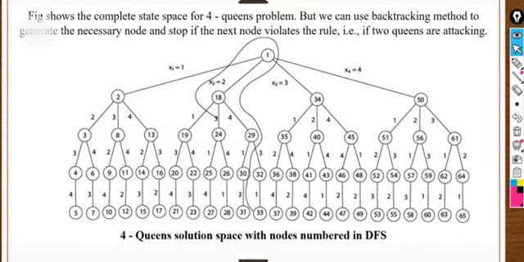The state space diagram is also shown here, like a DFS. If we follow depth first search, first we have to write all the possible solutions. Here x1, x2, x3 represent all 4 queens, with 4 columns we are taking here. We are taking the steps by marking 1, 2, 3, 4, 5. All the possibilities we have to mark first.